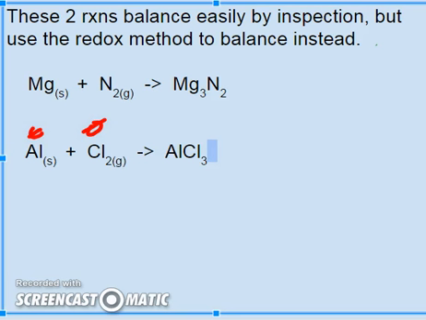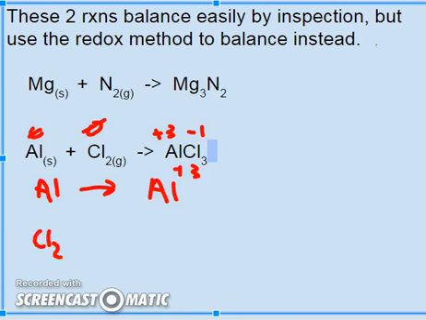and over here, chlorine's going to have preference at a -1, and since there's 3 of them, that means aluminum is a +3. And again, these are working out just like we expect, and I know you could balance this by inspection, but humor me here. So I've got aluminum going from 0 to becoming an ion, Al +3. So that's balanced. I've got chlorine gas becoming 3 chlorine ions.